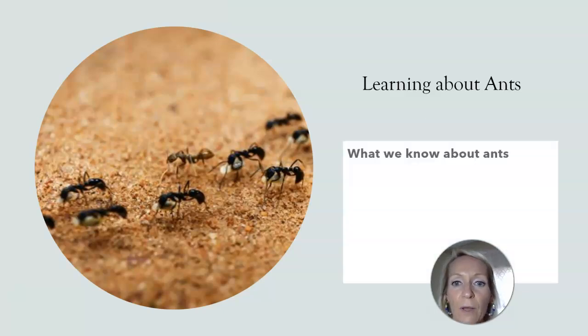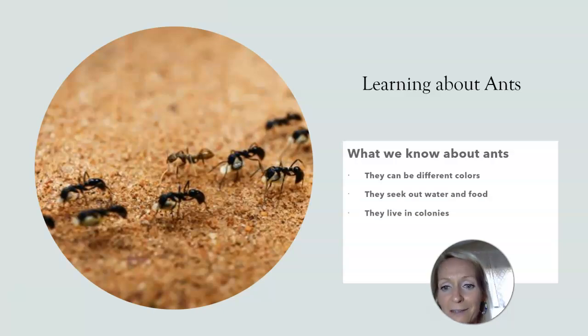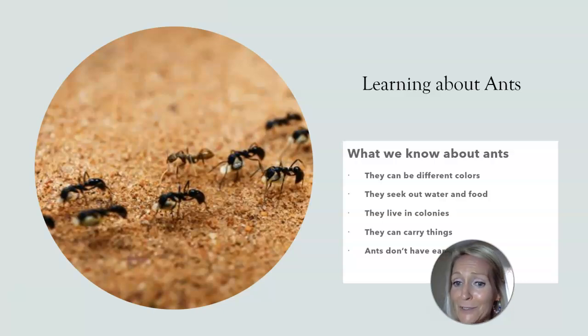And then she brought everyone together to think about, okay, let's share what's on our list. And so she was able to compile it on one of those big white Post-its. Somebody said they can be different colors, they seek out water and food, they live in colonies, they are social creatures, they carry things. Ants don't have ears, which I did have to fact check, and that is true. And they live on every continent. And so they're already helping each other socially, right? Because the knowledge of one is enhancing the knowledge of the other as they share that collectively.